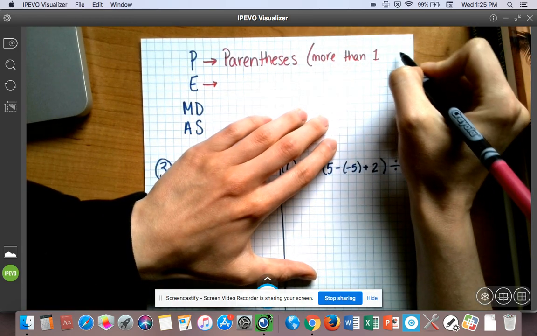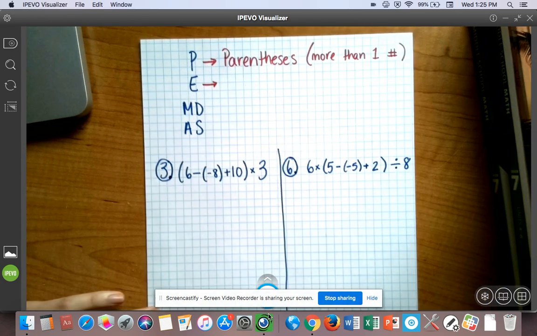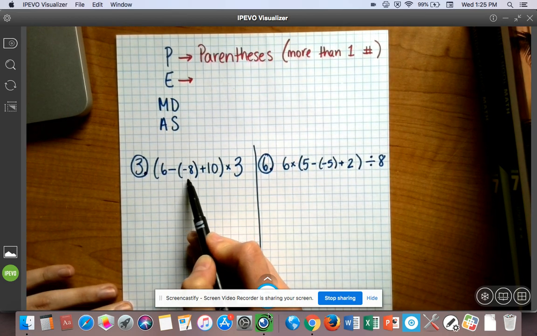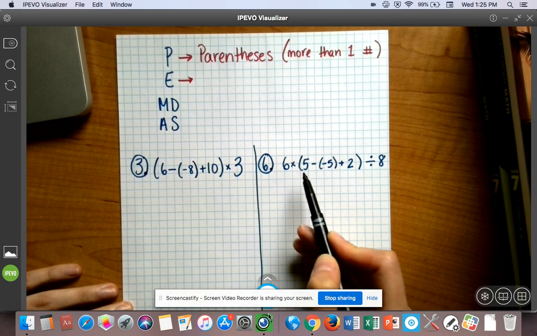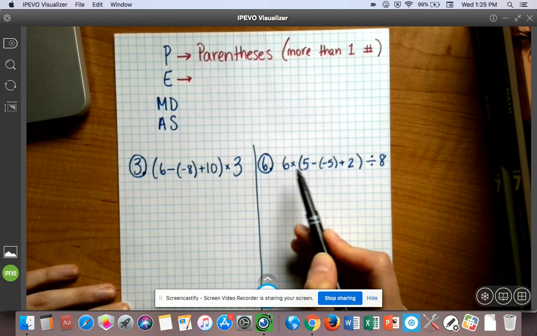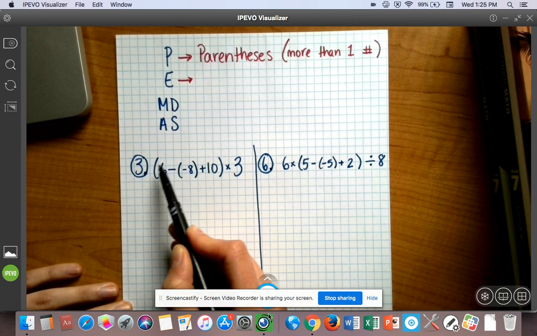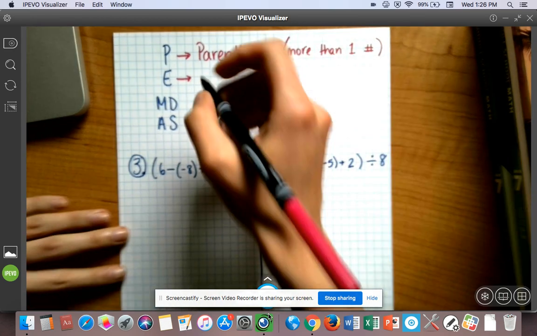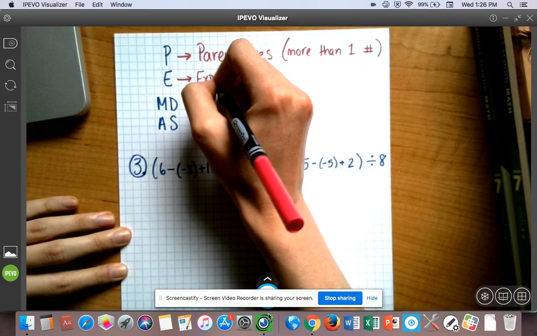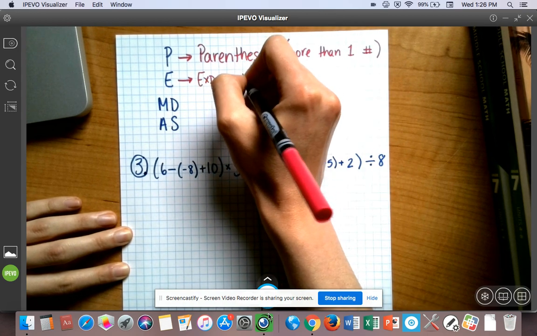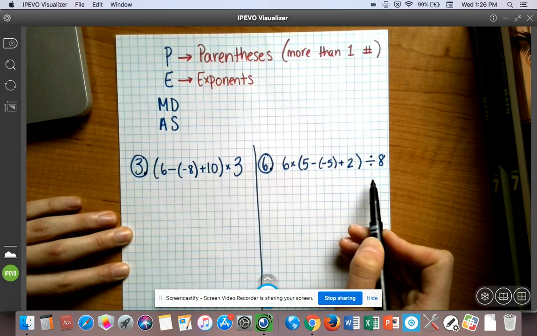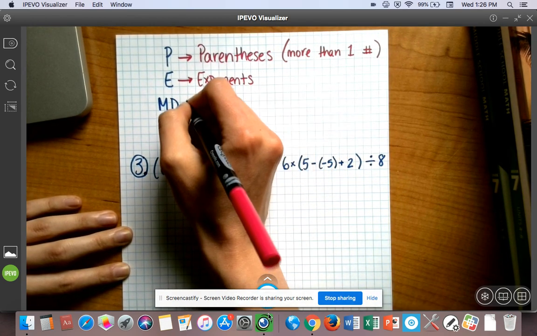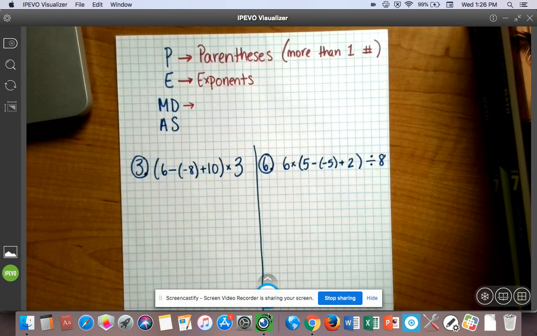Sometimes parentheses are just used to separate a number from other operations. So it's when inside the parentheses there are 3 numbers with some operations that you're going to look there. Our E is exponents. We have no exponents here. They're the little numbers that are raised up, so we won't worry too much about that.